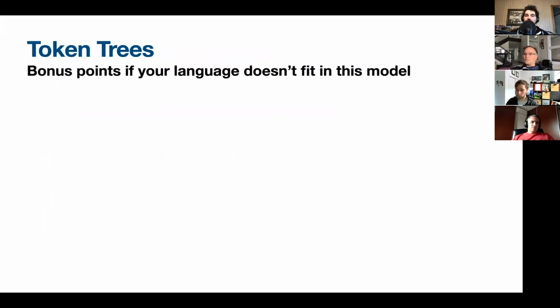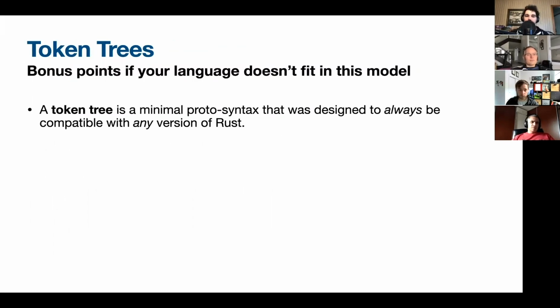A token tree is a minimal syntax that was designed to always be compatible forwards and backwards with any version of Rust. Think about a couple years ago when they first introduced async await. That's a compatibility break, right? Because now if you have any variables called async or await, those are keywords now, and those will break on future code.